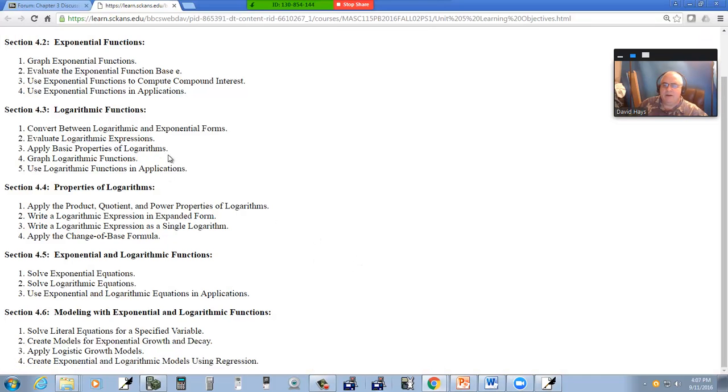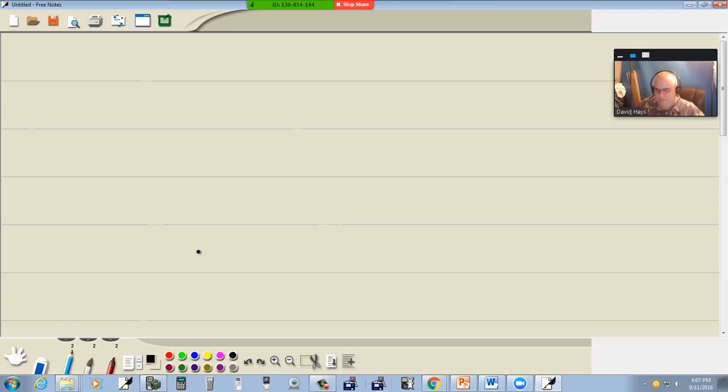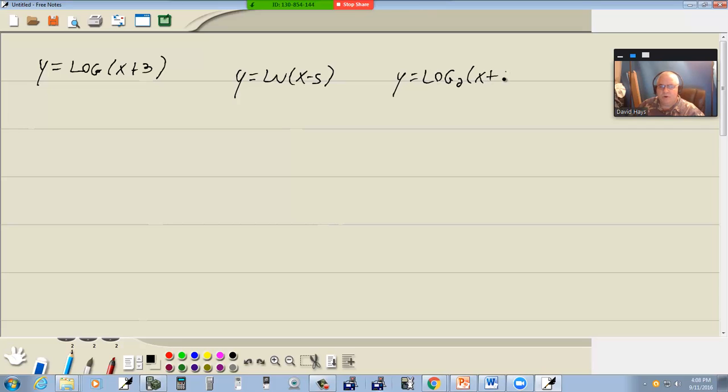Now, next topic we want to talk about is the, I guess we just did that, graphing them. So let's take a look at graphing them. Let's say I'm going to graph y is equal to log of x plus 3. I want to graph y is equal to natural log of x minus 5. And I want to graph y is equal to log base 2 of x plus 1.